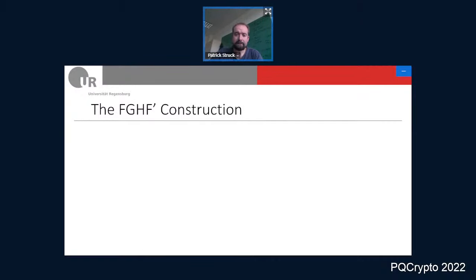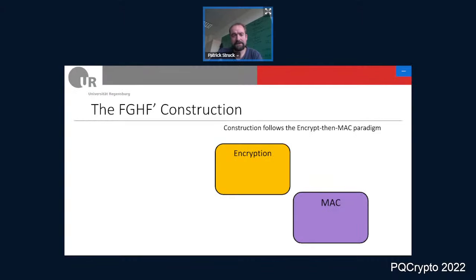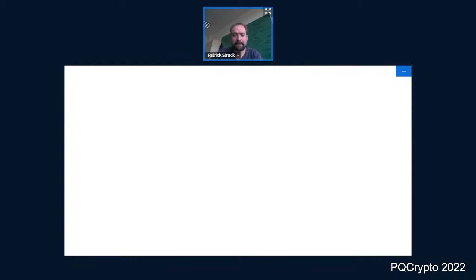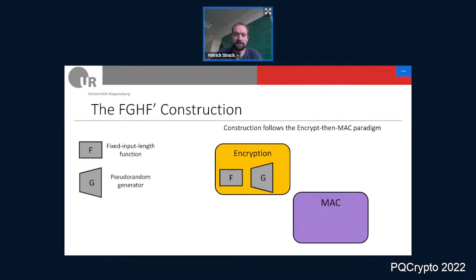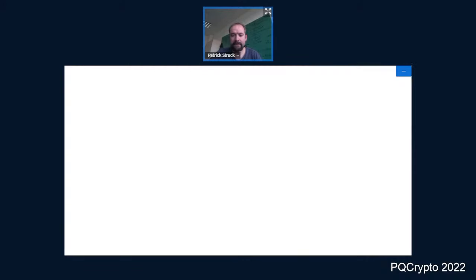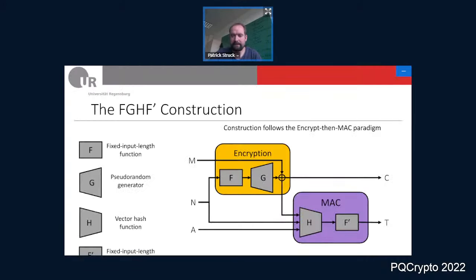So SLAE by itself actually follows a more generic construction, which we call the FGHF prime construction. So it follows the encrypt-then-MAC paradigm. So we have an encryption scheme and a message authentication code. And we decompose the encryption into a fixed input length function f and a pseudorandom generator g, and the message authentication code into a vector hash function h and another function f prime. And then with the input, what effectively happens is we first encrypt the message using the encryption scheme, and afterwards also produce the tag for the ciphertext.